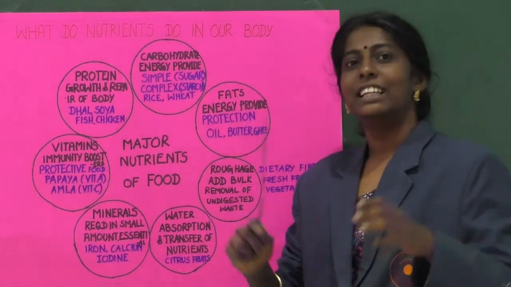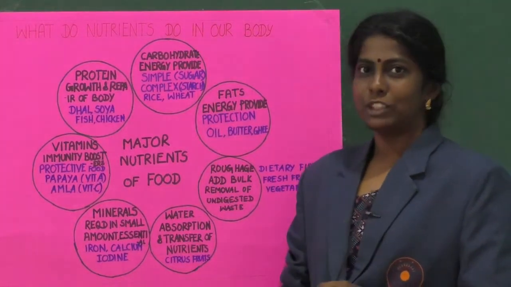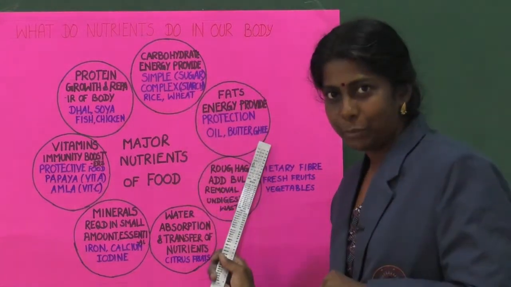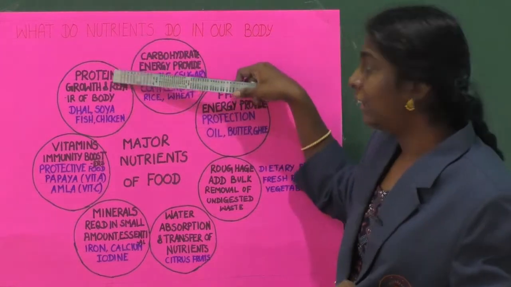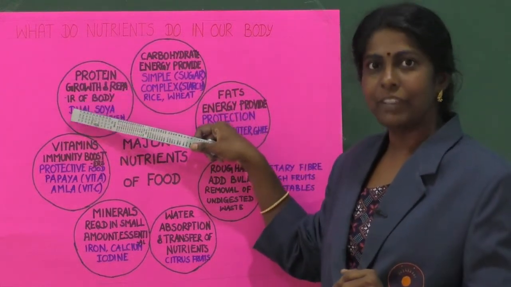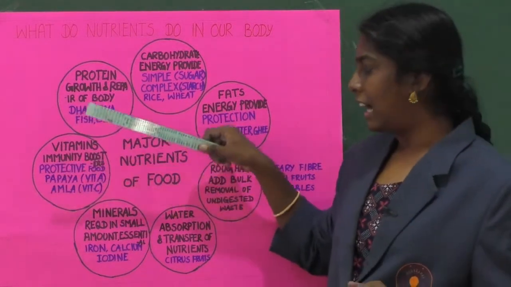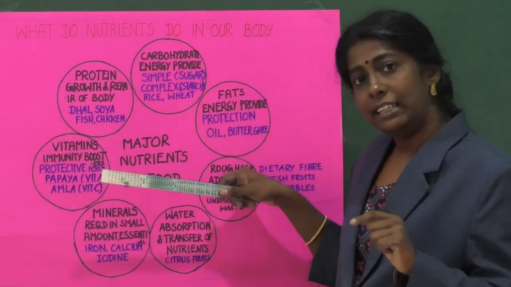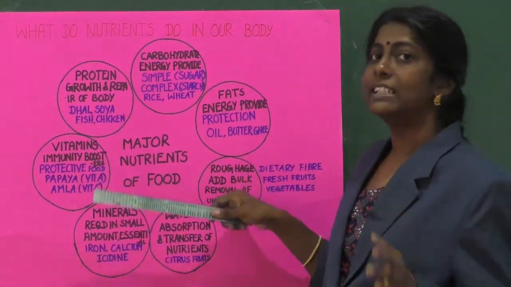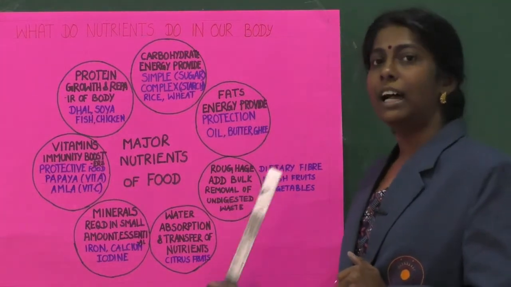And yes students, now in total, what are the different types of nutrients present here. Carbohydrates and fats both are energy providers, and protein is helpful for growth and repair of body cells. Vitamins serve as an immunity booster, and minerals are an essential nutrient. They're required in small amounts but still considered an essential nutrient here. And then water and roughages.